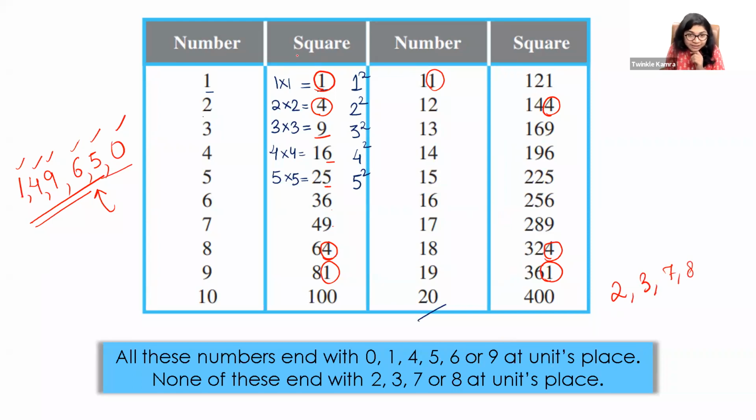None of the squares have 2, 3, 7, 8 as a units place. Really surprising, right? So this is how it is. Yes, I give you one example. Let me take a big number. I take 2334. I want to square it.